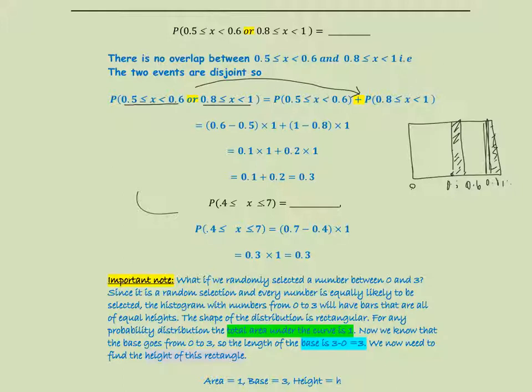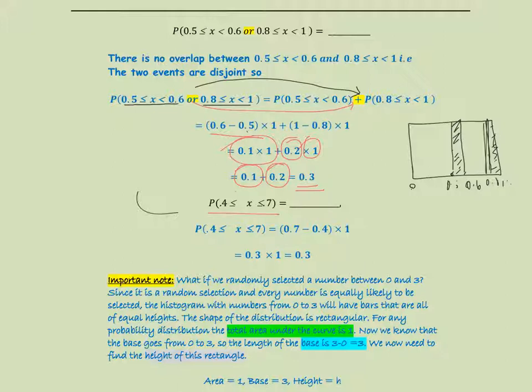Finding probabilities is just finding areas of rectangles. All we need is the base. Just subtract 0.5 from 0.6 to get the base, and then multiply it with the height, and that gives us the area. So that is the probability that a number lies between 0.5 and 0.6. For the other event, a number lying between 0.8 and 1, we've done this before. The base would be 0.2 multiplied with the height, and we get 0.2. So adding the two, we get 0.3. The addition comes because of the word or.